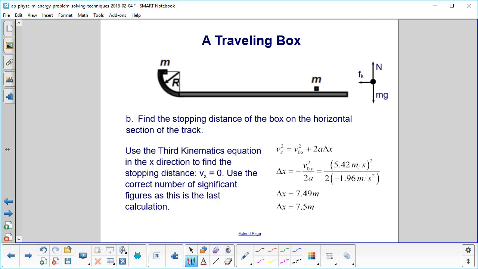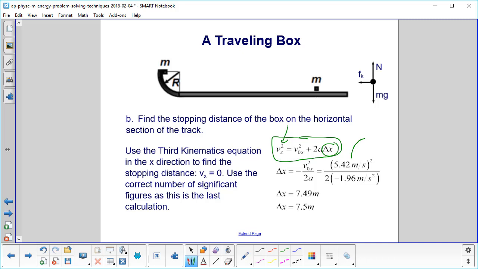We're not interested in time, we're interested in distance, and we're given an acceleration and an initial velocity. So that's just the third kinematics equation. And we're trying to find delta x. Now what's going to be our final velocity when we stop? Well, that'll be 0. So we come up with delta x is minus v0x squared over 2a.